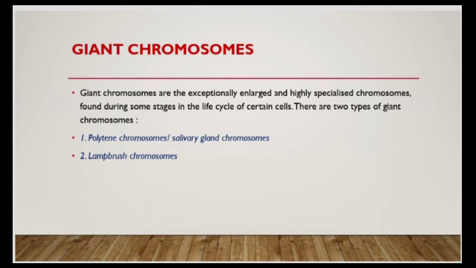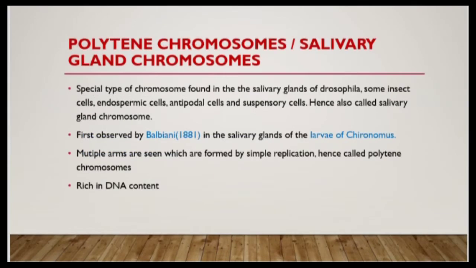The first one is the polytene chromosomes, which are also known as salivary gland chromosomes, and the second type of giant chromosomes is the Lampbrush chromosomes. Now we are going to study in detail about polytene chromosomes.